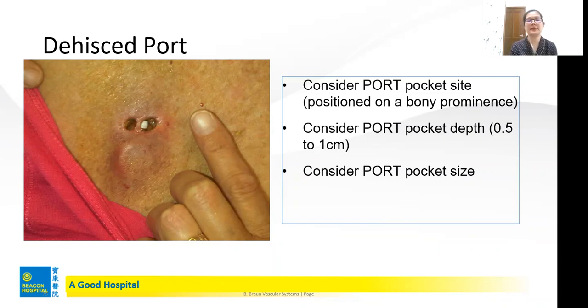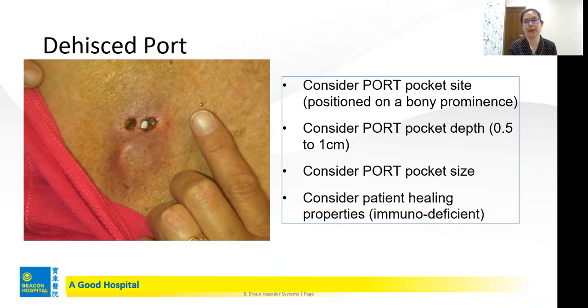If it's not correctly or appropriately done, then it might end up with the port exposed. It might also be due to the patient's healing properties or immunodeficiency, and all these could lead to this situation.